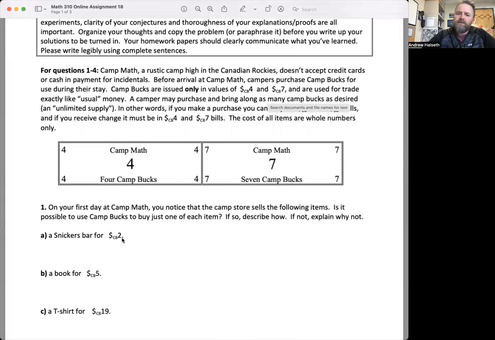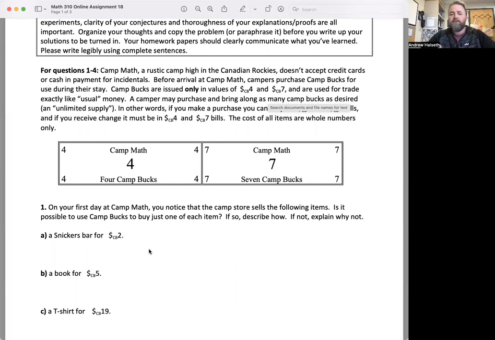Could you buy something that costs $2? Experiment with this, give and take fours and sevens. And it doesn't have to be that you're giving sevens and getting back fours. You can do a 4 and a 7 and get back whatever.